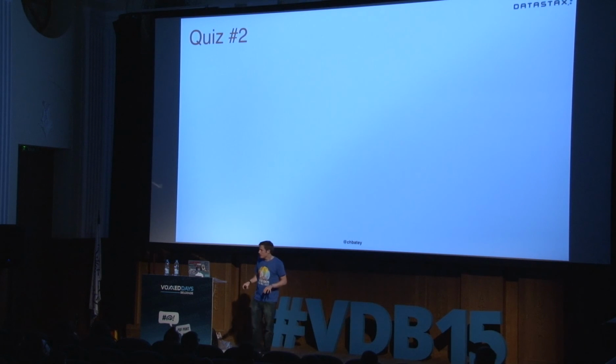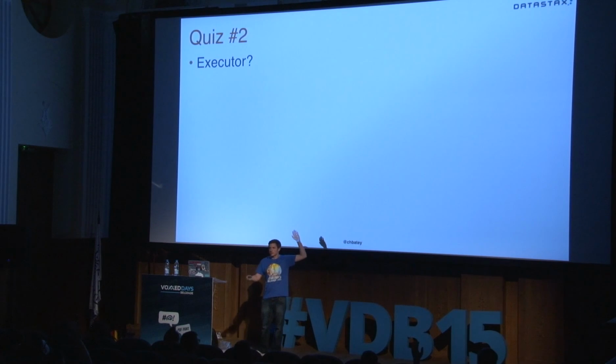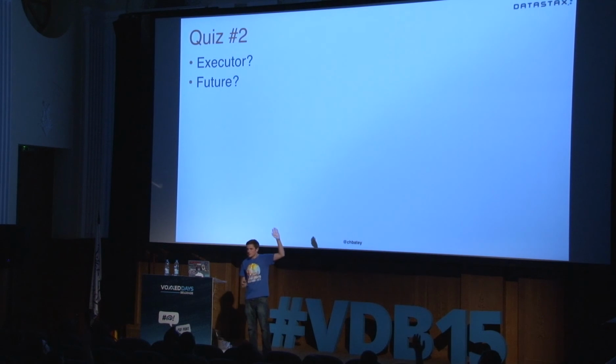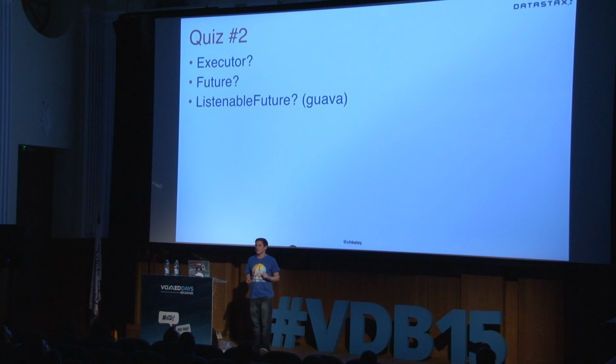You're all awake. Who here has used or programmed against an executor? Executors in Java, executor services. Yep. Who's done future programming? Java's future is terrible, but we have to use it sometimes. What about the listenable future from Guava, or another listenable future from lots of other libraries? This is like a future in Java, apart from the fact that you can set a callback on it.